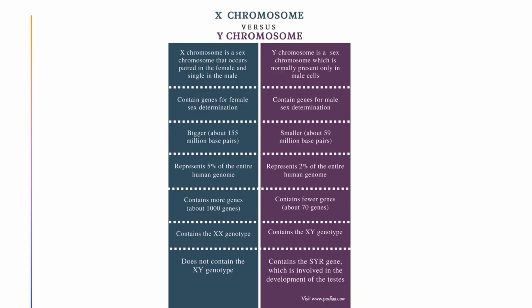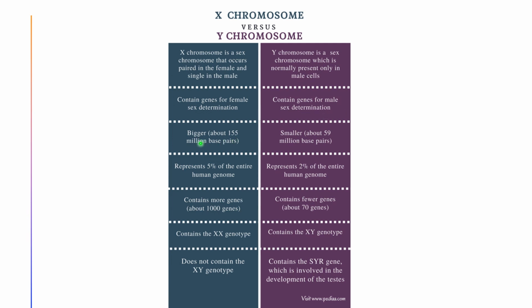Next, let's see what is the difference between the X chromosome and the Y chromosome. The X chromosome is a sex chromosome that occurs paired in females and single in males. Obviously, it's XX in females and XY in males. The Y chromosome is normally present only in male cells. It is XY, so Y is only present in the male. Next, the X contains genes for female sex determination, and the Y chromosome contains a gene for male sex determination.